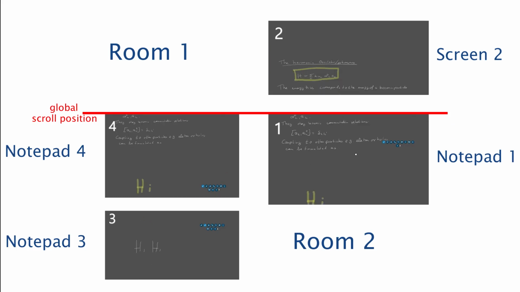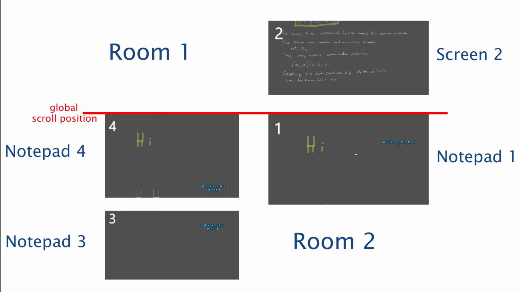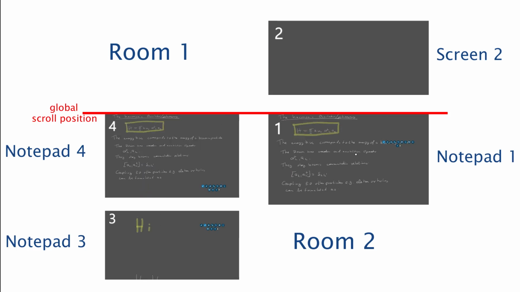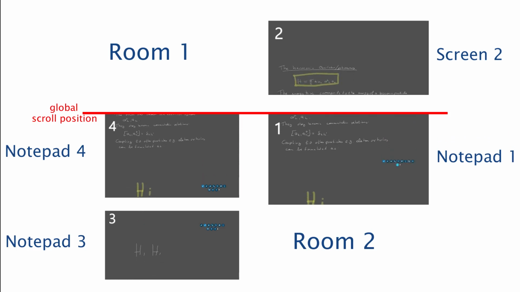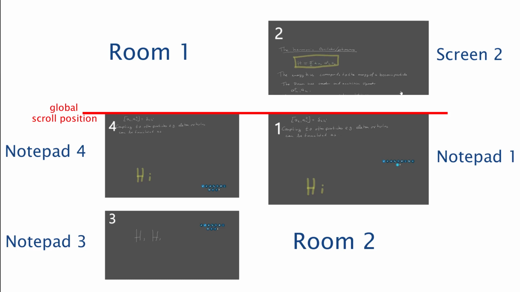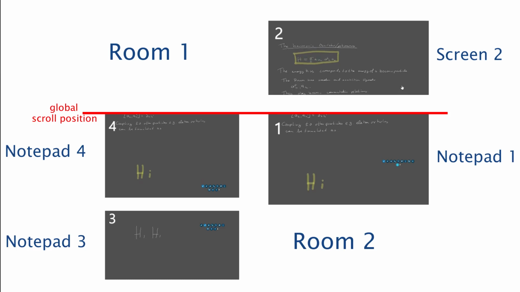The global scroll position is updated when you scroll and synced to all devices. In a room, the first notepad's top edge is aligned with the global scroll position. See for the example of the two rooms, how the lecture is distributed over all connected notepads and screens.